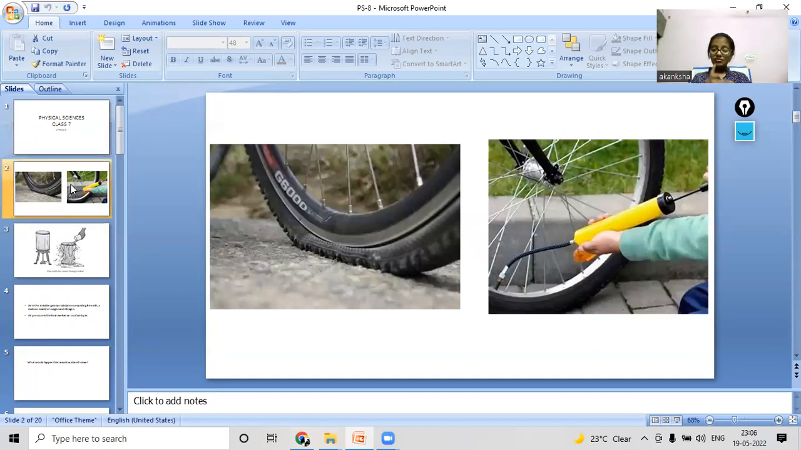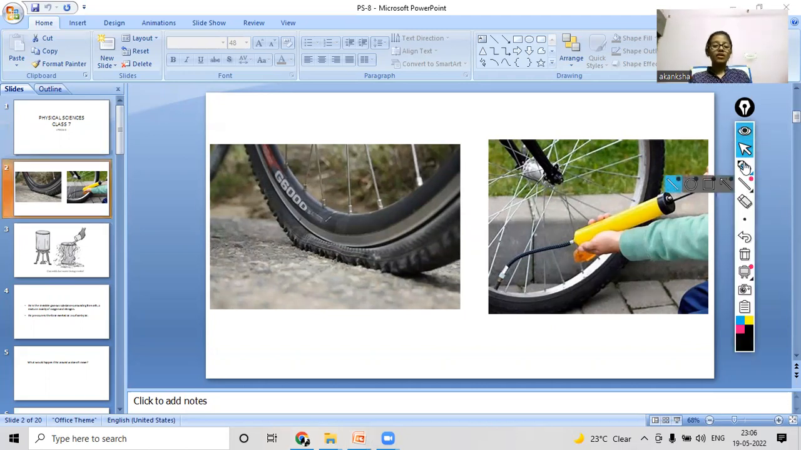Now, coming to the first picture. What can you observe in this picture? In the first picture, there is a flat tire, right? This tire is not having any air in it. You can write your answers in the chat box also. This tire is not having any air in it.